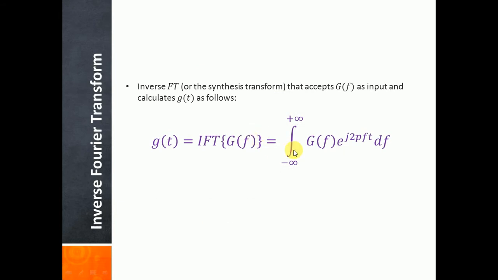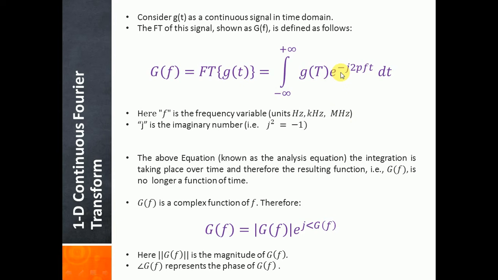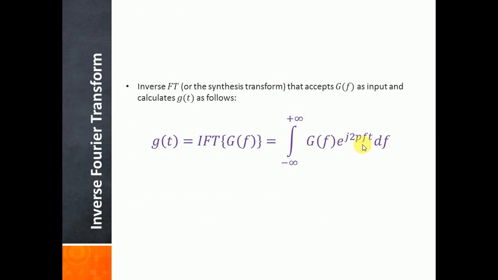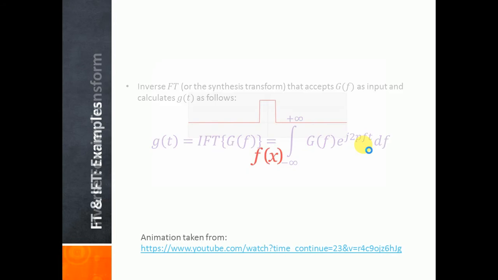Now this is the inverse Fourier transform. Notice here that you have the Fourier transformation, the signal in frequency domain, and you have a plus here. Over here you had a minus. So this is the Fourier transform. This here is the inverse Fourier transform.